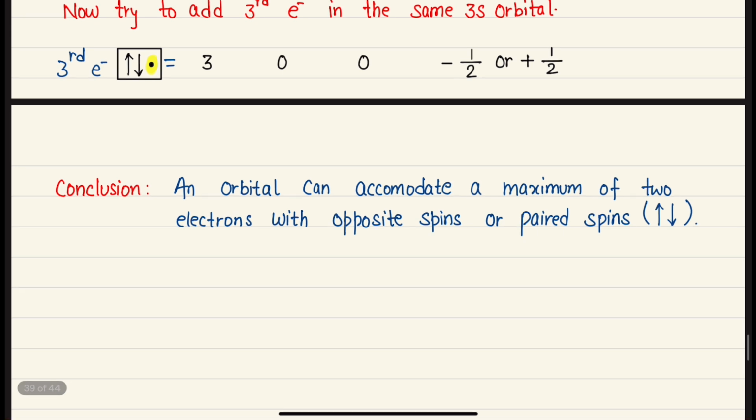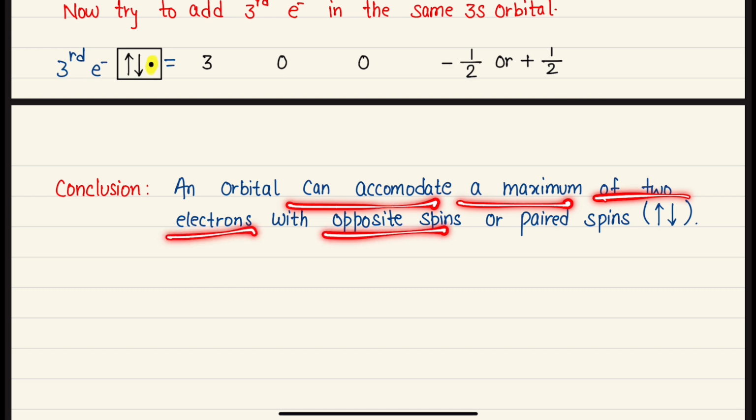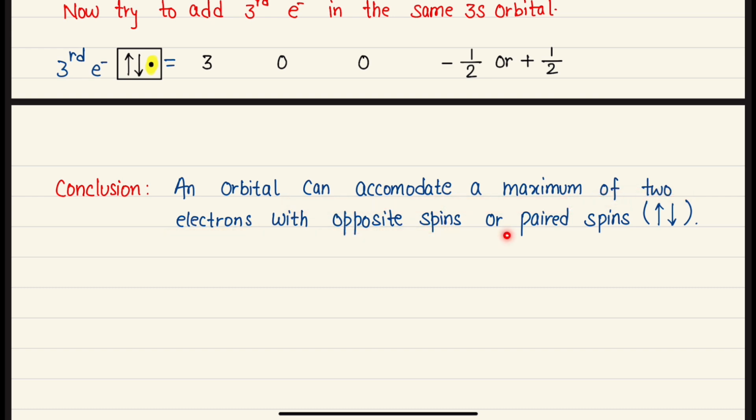The conclusion is an atomic orbital can accommodate a maximum of 2 electrons with opposite spin or paired spins, that is shown like this. Understood? I hope you have no doubt in this topic.